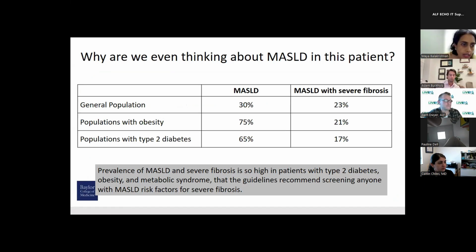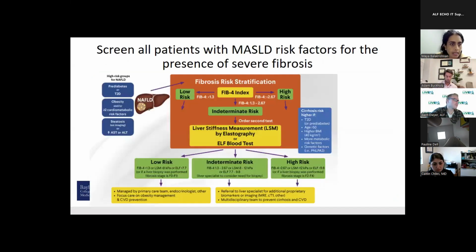Well, this is why. Population studies have shown that MASLD prevalence is really high in the general population, but it's really high in people who have obesity and type 2 diabetes. And there's a high prevalence specifically of MASLD with severe fibrosis. So the guidelines say anyone who's high risk for MASLD and severe fibrosis, just go ahead and screen them for severe MASLD fibrosis. So this patient enters this algorithm right here.